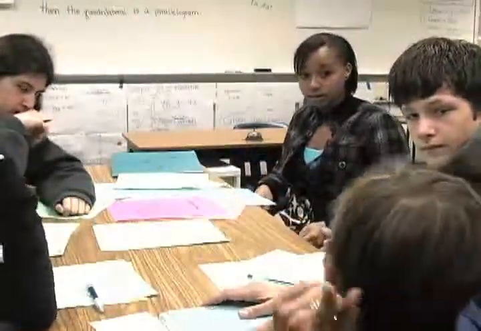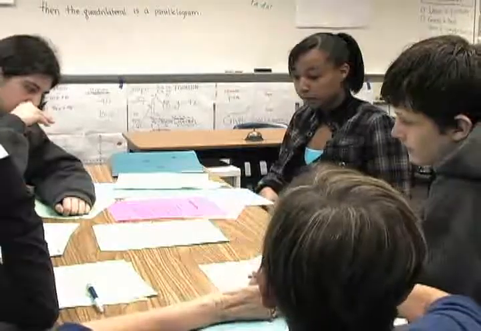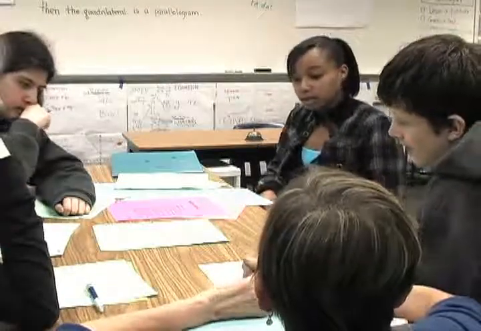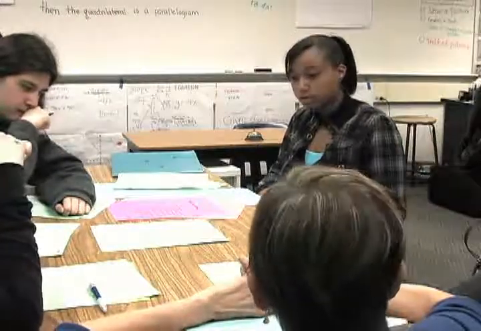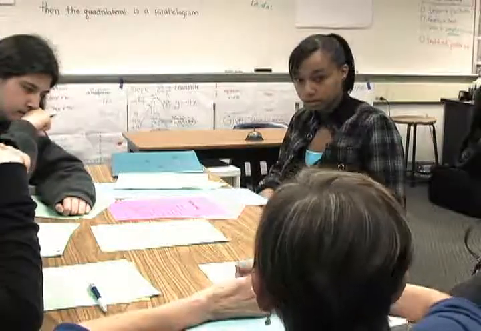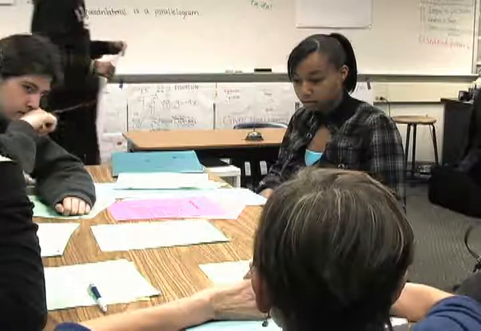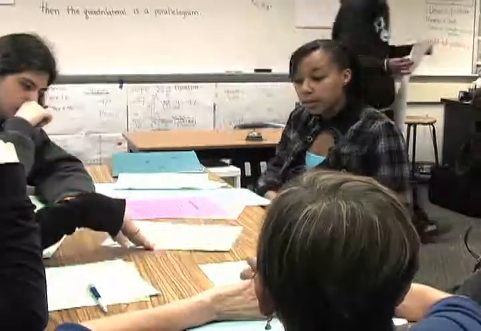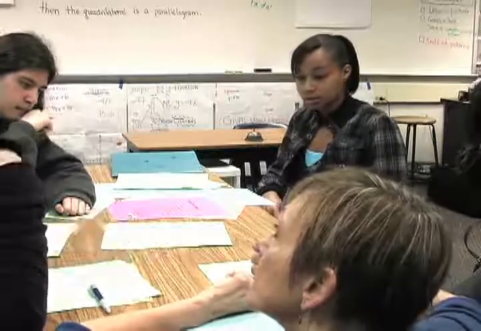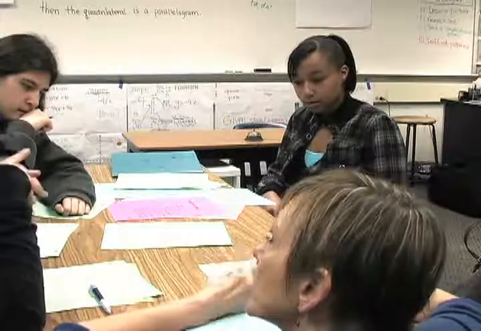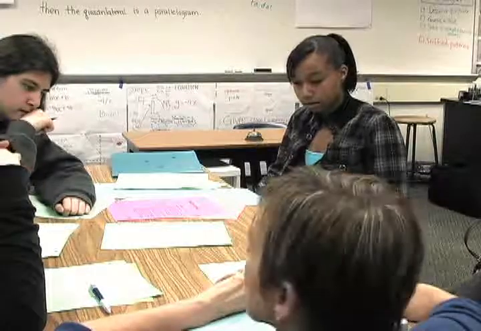Let's back up here for the kite. What do you have to prove? You have to prove that there are two sets of adjacent sides that are congruent. Okay, good. Now what are the criteria that you have for the diagonals? They have to be perpendicular. One of them has to be bisected. They intersect. Okay, anything else?